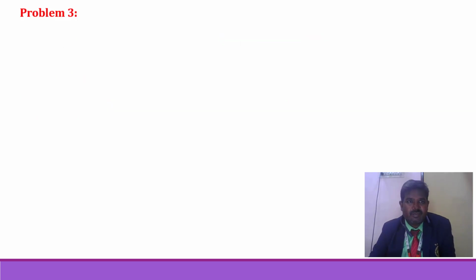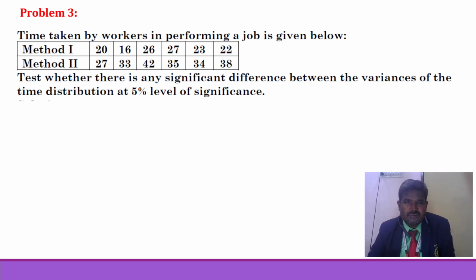So one more problem I have shown here. We observe this. Time taken by workers in performing a job is given below. Method 1: 20, 16, 26, 27, 23, 22. Second method: 27, 33, 42, 35, 34, 38. Test whether there is any significant difference between the variances of the time distribution at 5% level of significance.